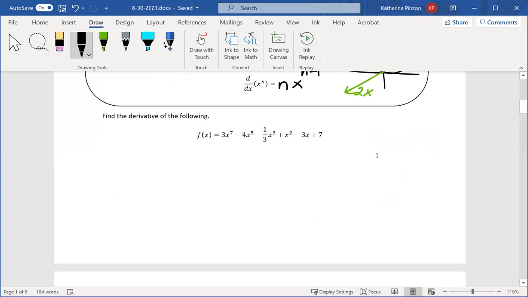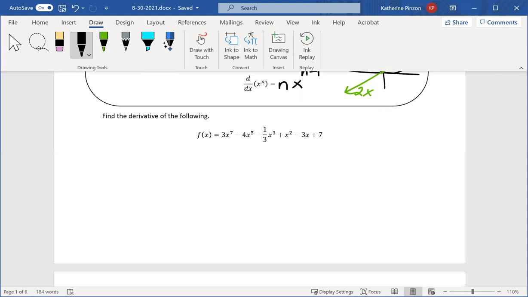Okay, so let's do an example. This says, find the derivative of the following function. What we know from our list of rules up at the top is, if I want to find the derivative of all of these things added or subtracted together, I can just find the derivative of each piece separately, right? And if I want to find the derivative of something like 3 times x to the 7th, I can just do 3 times the derivative of x to the 7th.